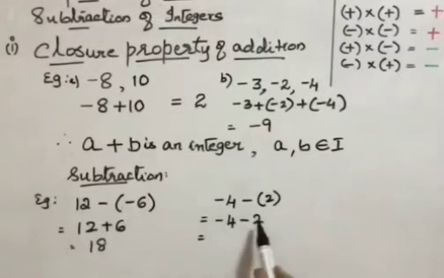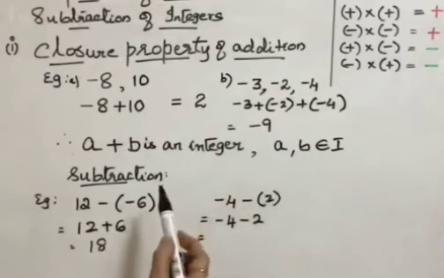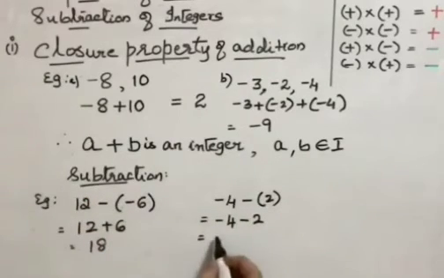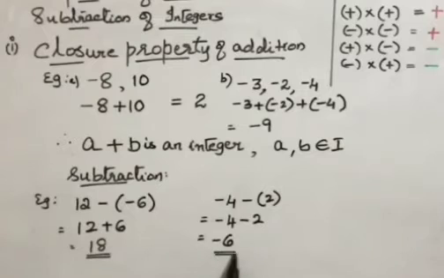Sum of two negative integers. What happens when you have two negative integers on the number line? First you will go from 0 to minus 4. Then add another minus 2. Answer is minus 6. In both these cases, when you subtracted integers, your result is also an integer.